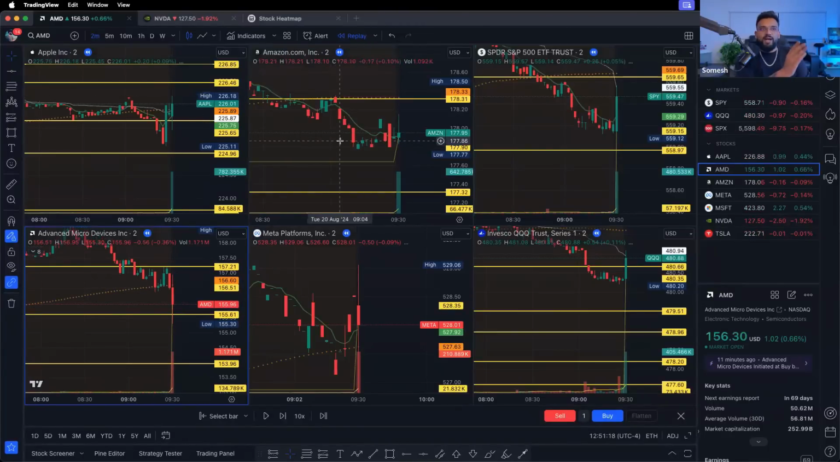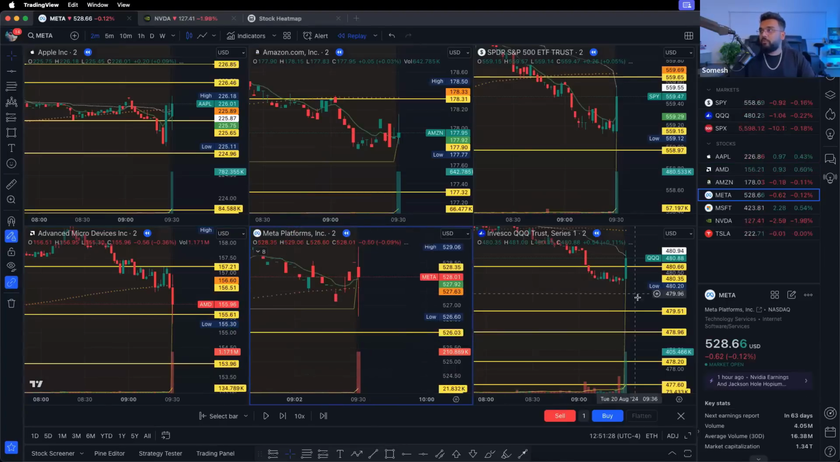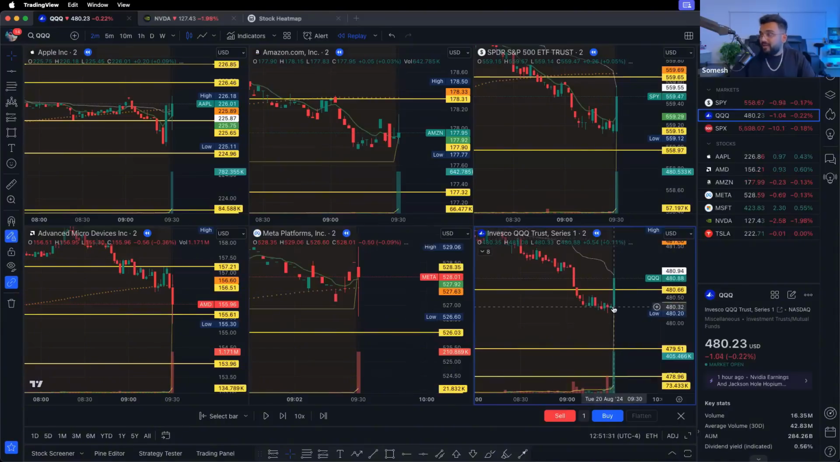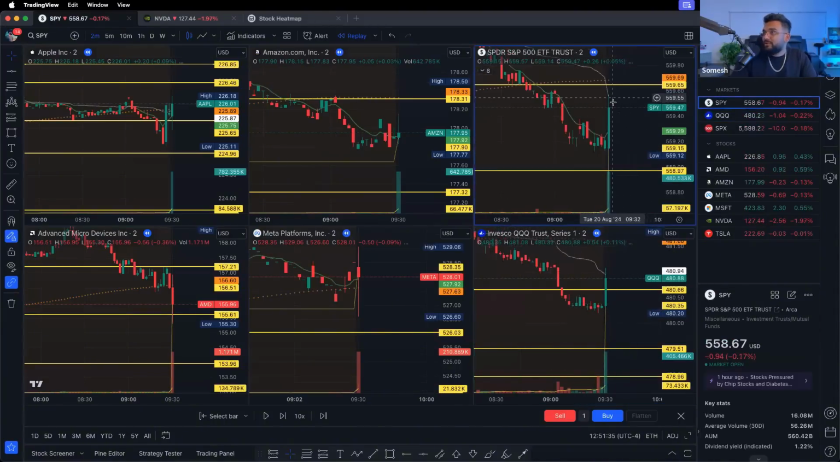You want to find the cleanest impulse, just like this, not the wicks. All right. Meta looks good. Nope. Has a wick on the top, wick on the bottom. QQQs, that look good. Doesn't look that bad. What about SPY? Doesn't look that bad. So I was watching SPY and QQQs.